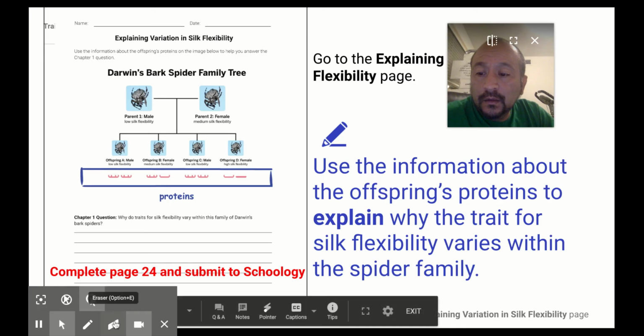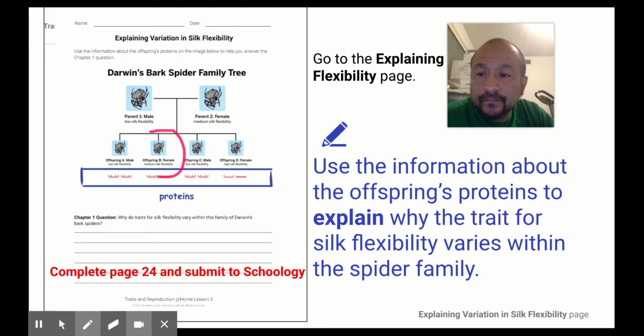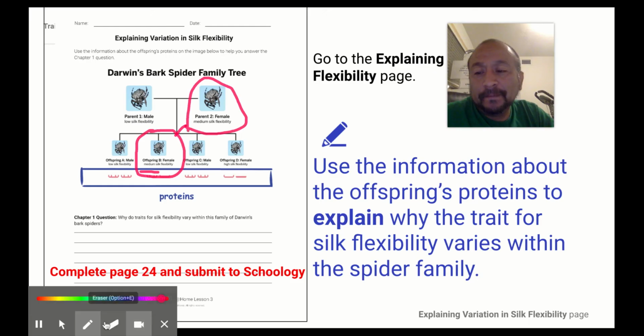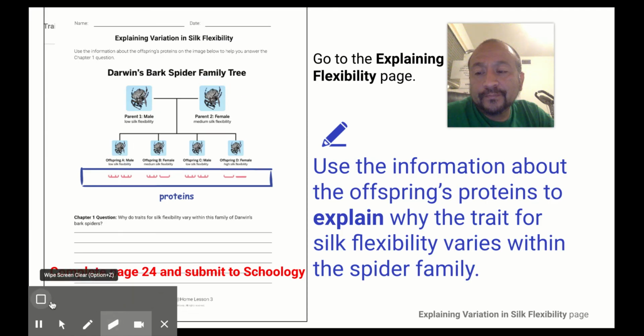We're looking at offspring B. Offspring B is a female. Offspring B has medium silk flexibility. Where did offspring B get her medium silk flexibility? From mom, maybe? Okay. Let's move on.